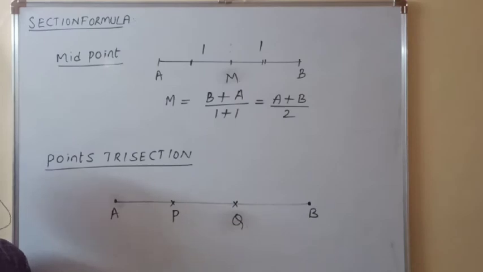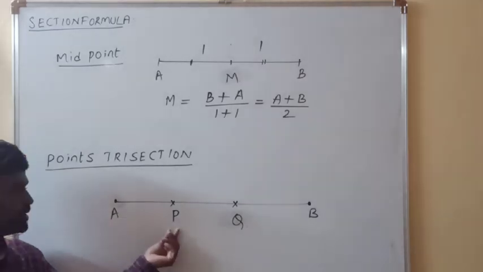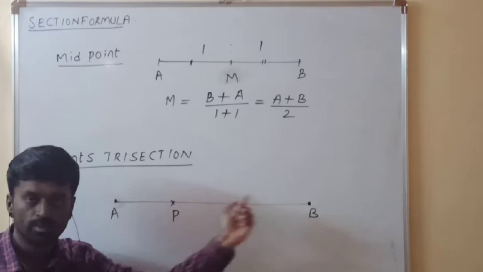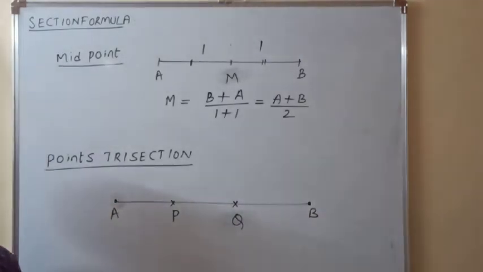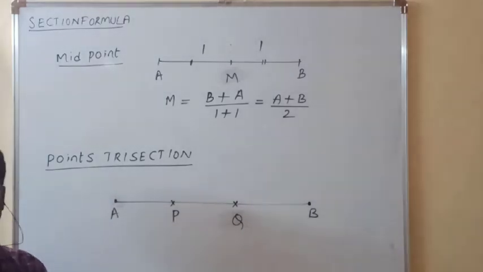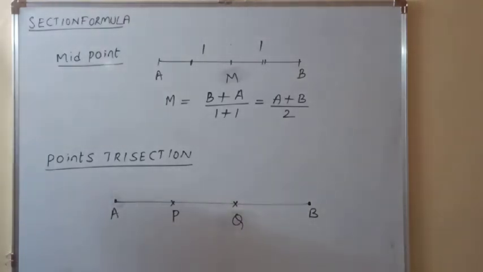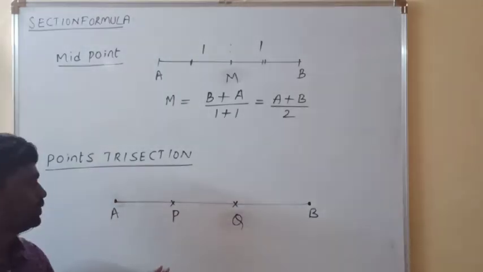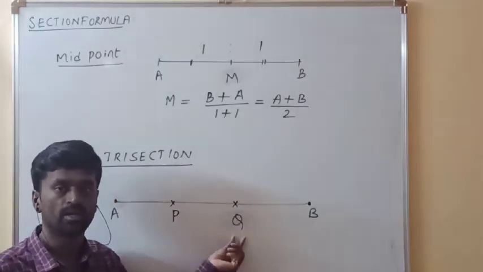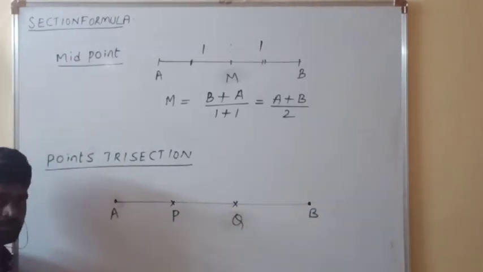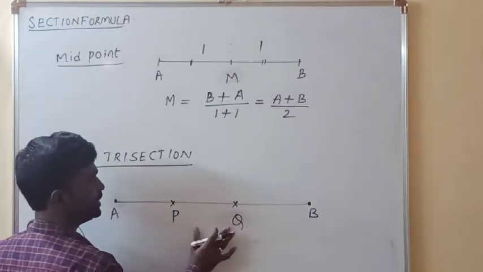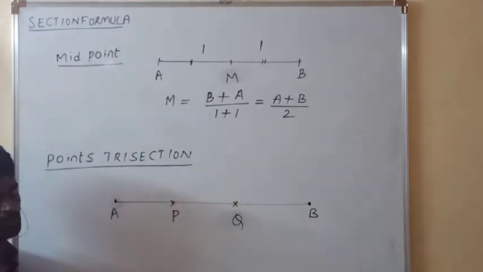Next, points of trisection. So tri is 3. Points of trisection definition: the points on the segment AB which divide the segment into 3 equal parts. Such points are called points of trisection. To divide the segment into 3 equal parts, we need 2 points in between A and B. So if P and Q are the points of trisection, then AP length is the same as PQ length, PQ length is the same as QB length.